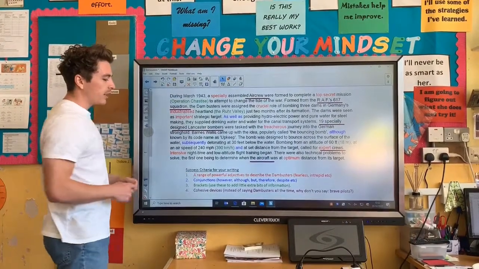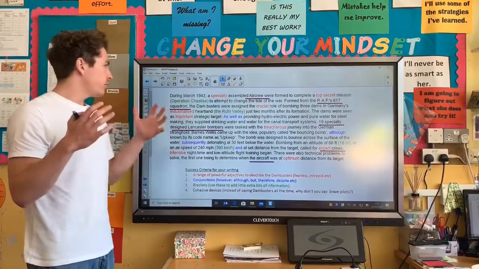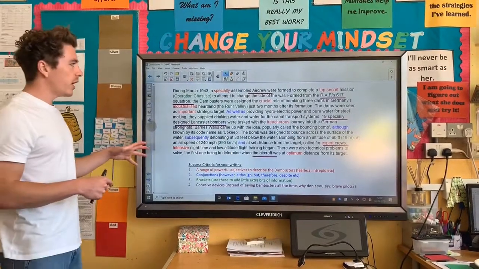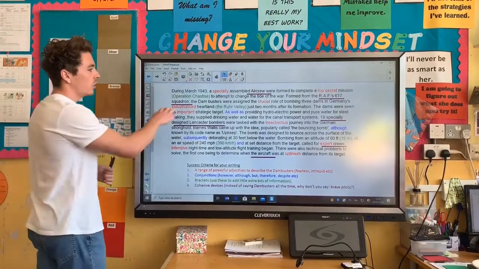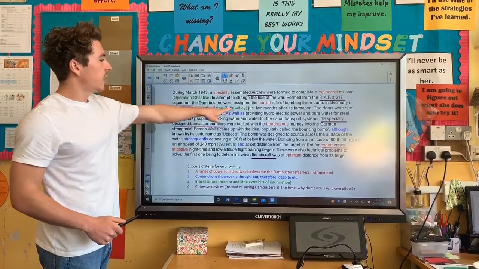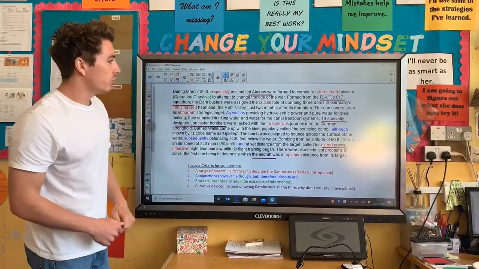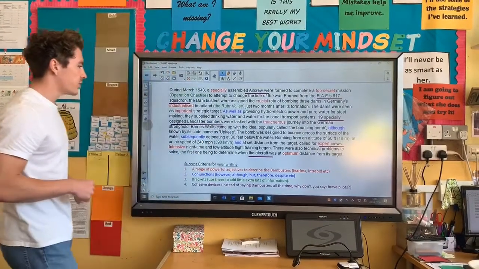The use of brackets will be to add extra bits of information. So this will be for our parenthesis. These pieces of writing are a really good opportunity to do that because you can add that extra bit of information in our information text. Operation Chastise, talking about the industrialised heartland and then using that extra information that we know from our research that is the Ruhr Valley, and also the speeds which we've kind of converted into different measurements.